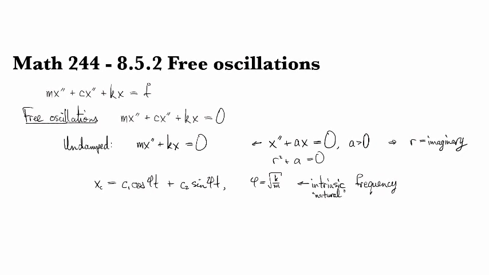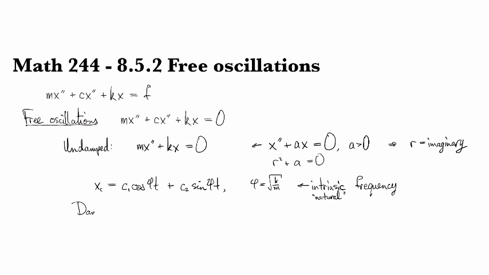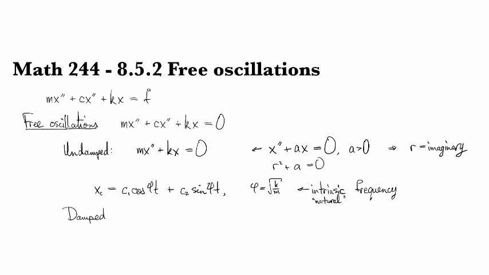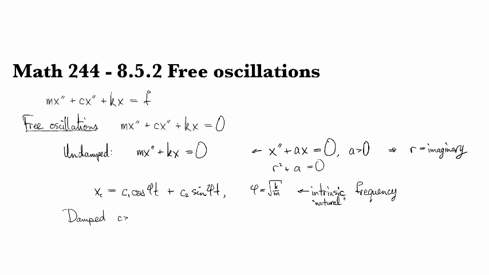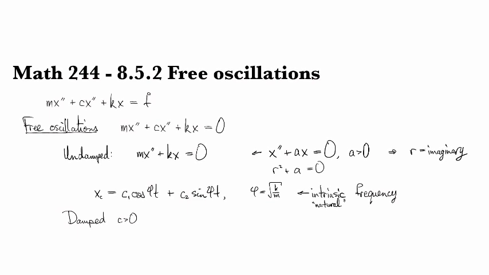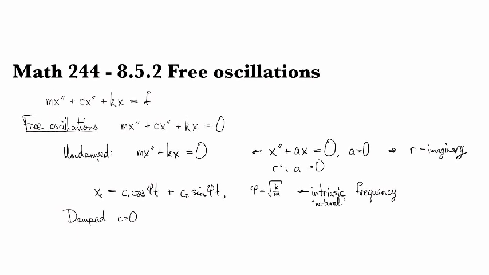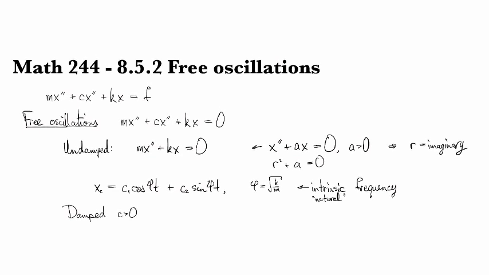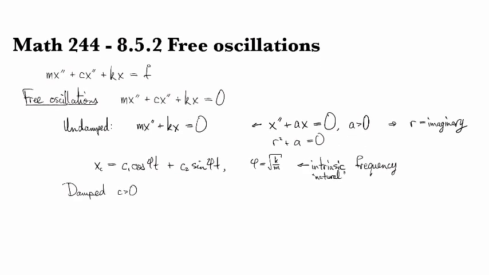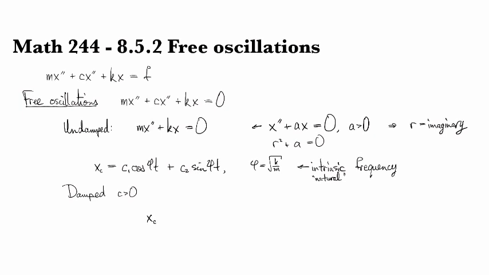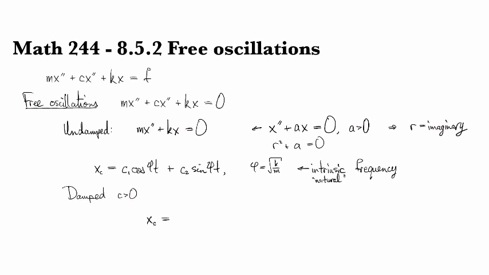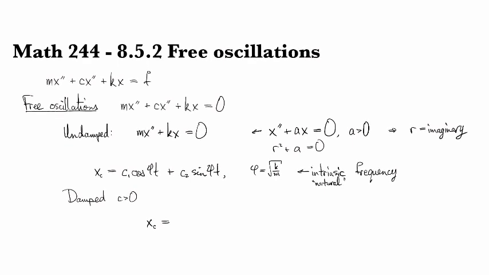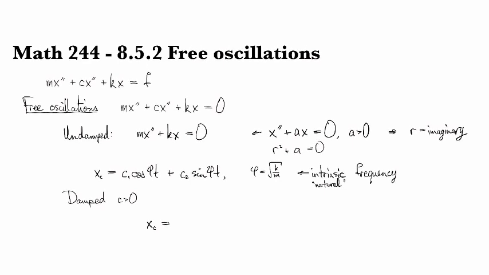Now in the case when it's damped, we've got c strictly positive, or your resistance r is strictly positive, either way. In this case, different things can happen. There are three possibilities, and they all come from looking at the discriminant in the quadratic formula, and I'll talk a little bit more about what that means.